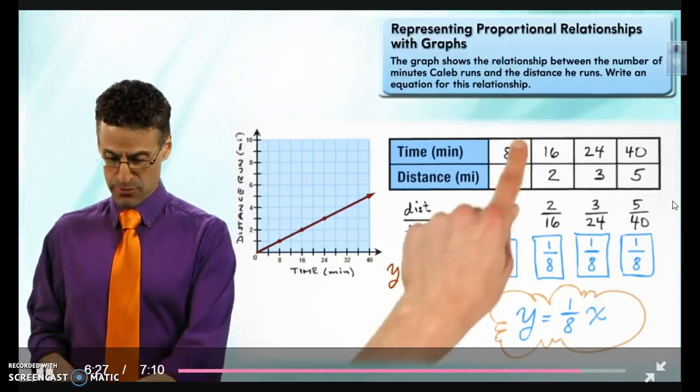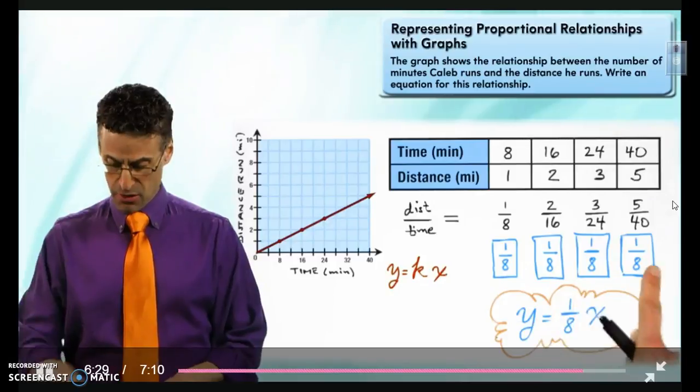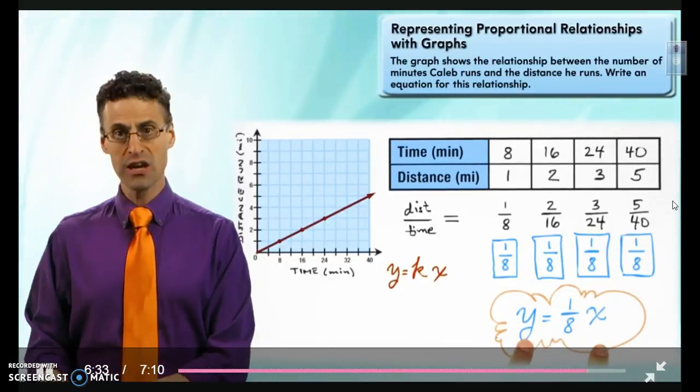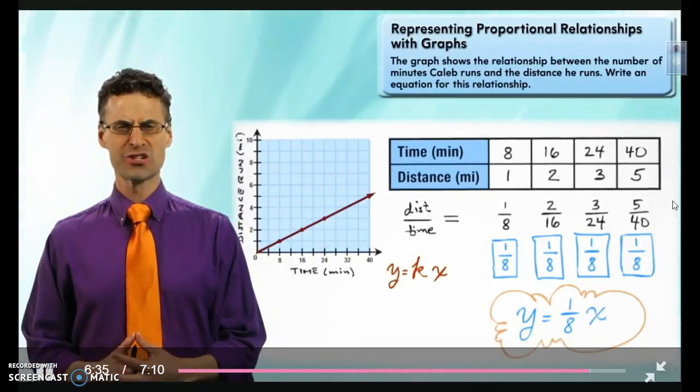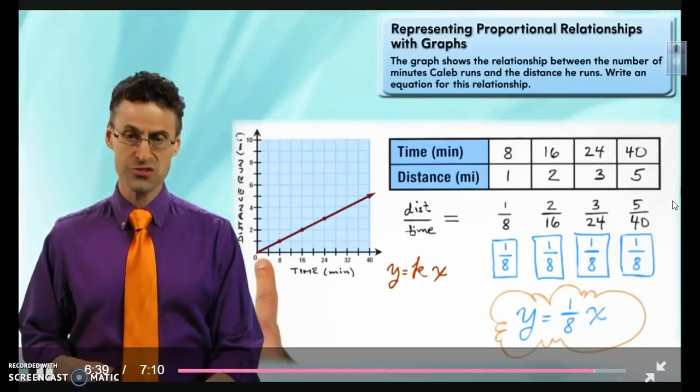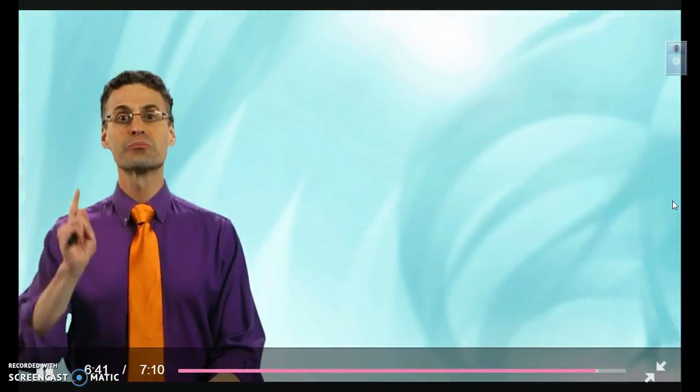Now, by producing some ordered pairs, we can actually determine what that constant of proportionality is, and then we can write the equation of it. So now we're actually writing equations for straight lines. Why? Because these particular straight lines that pass through the origin are in fact proportional relationships. Proportionality is all around us, even when we run.